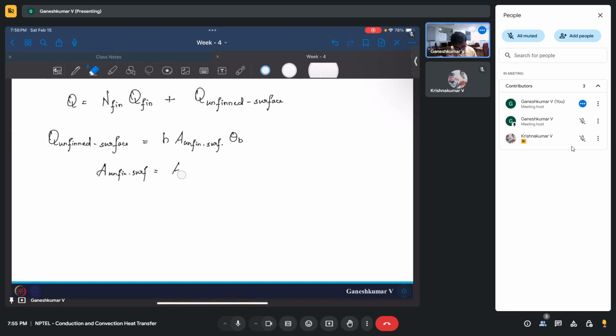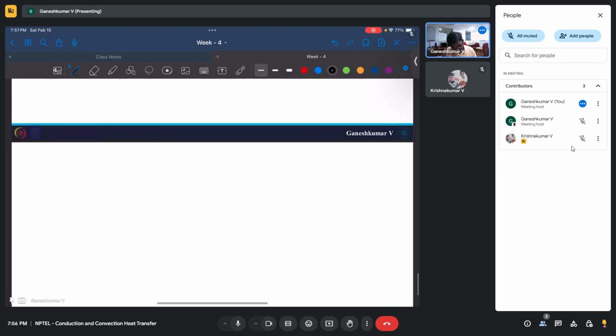Okay, which will be 2 pi r1 into L, minus number of fins times 2 pi r1 into T. So you are just subtracting those areas where the fin is present.